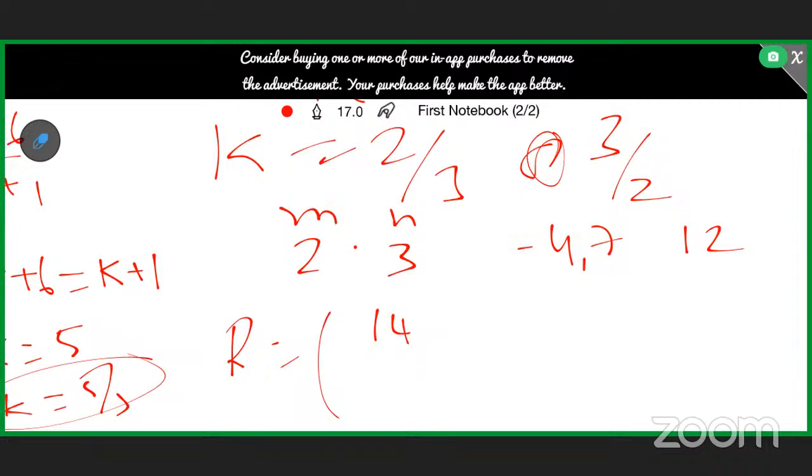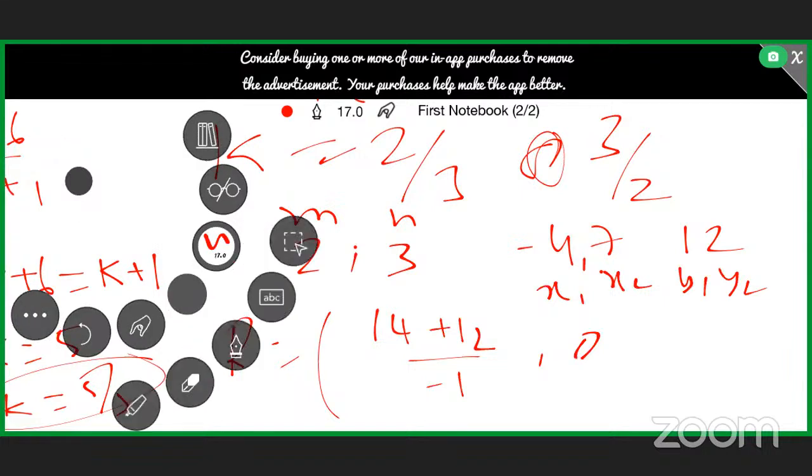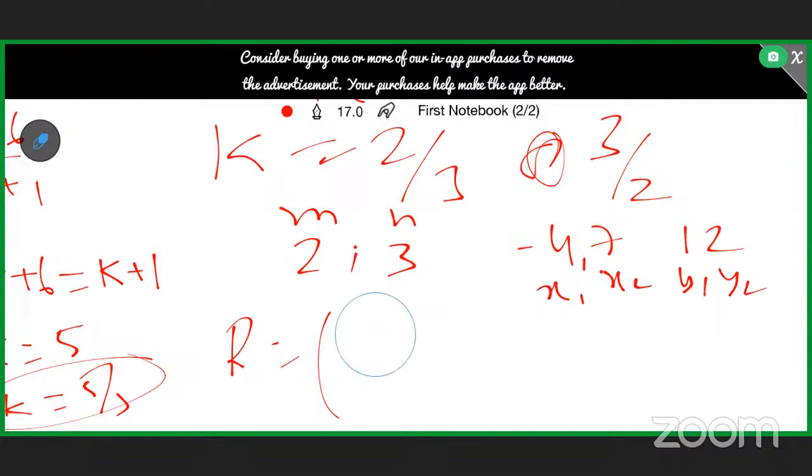So this is my x1, x2, y1, y2. mx2 comma minus nx1 will become 12 by m minus n minus 1, comma my2 is how much? Sorry, last time also I told the same thing. I made a mistake there.